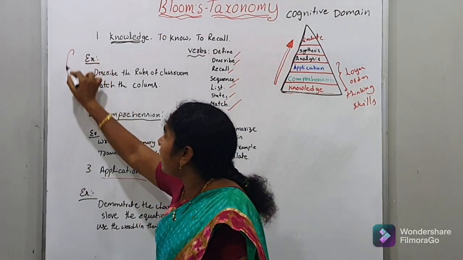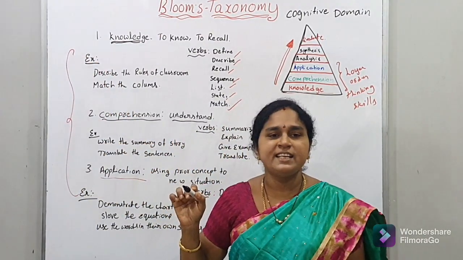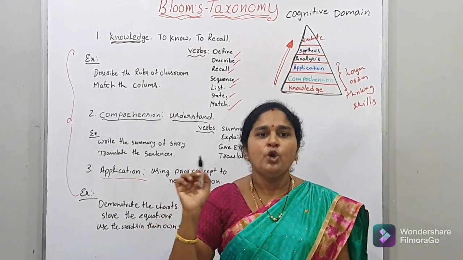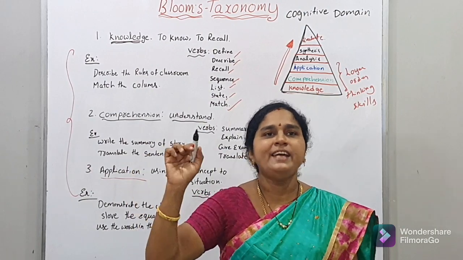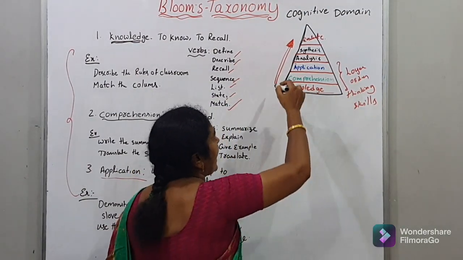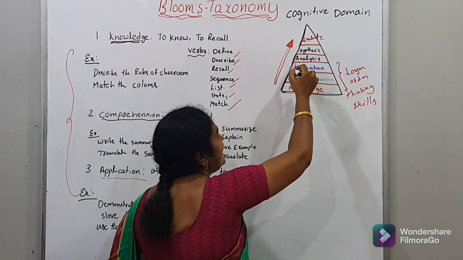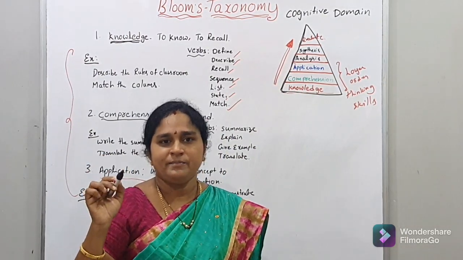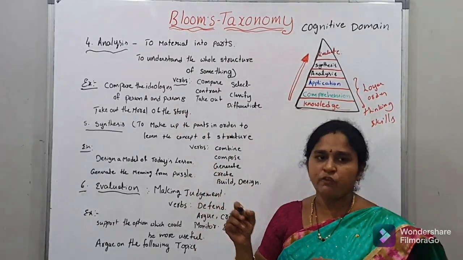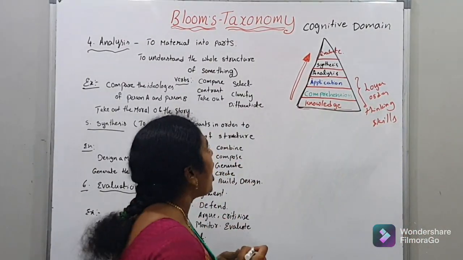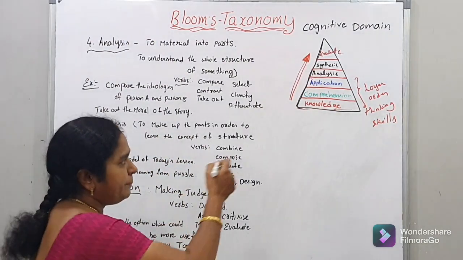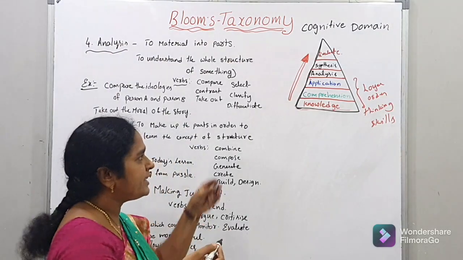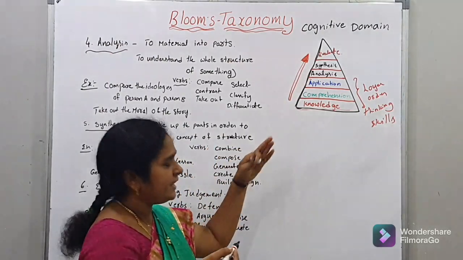What are these three? These are lower order thinking skills. We have a cognitive domain. There is a hierarchy system. These three levels are lower order thinking skills. Okay, the next one, the fourth, is higher order thinking skills. Previously we discussed the lower order thinking skills. Now we are discussing the higher order thinking skills.